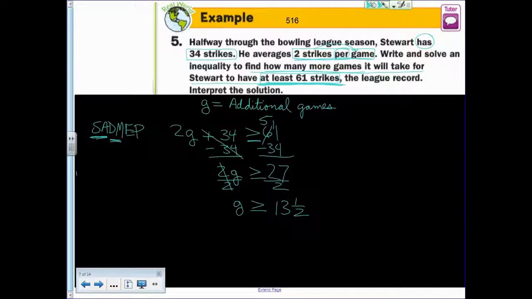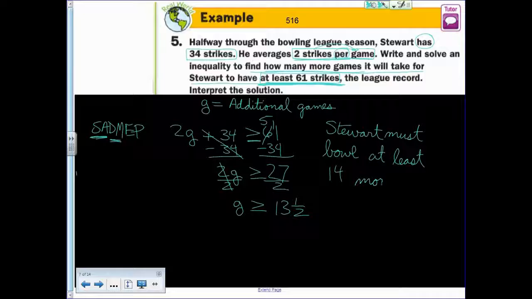So we need to interpret this solution because it says, how many more games will it take Stuart to have at least 61 strikes? Can he get 61 strikes in 13 games? No, he needs to bowl at least 14 games. So we would say Stuart must bowl at least 14 more games.